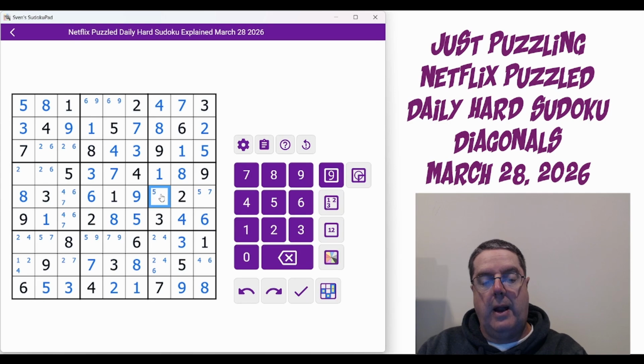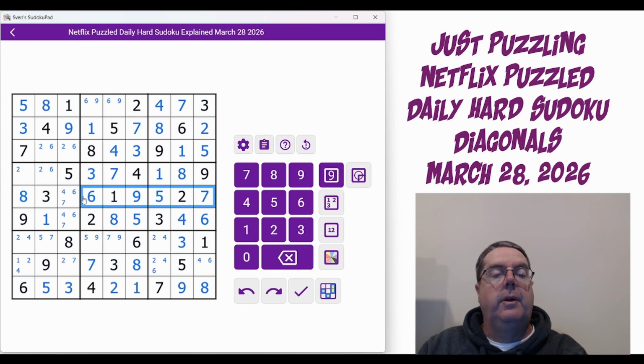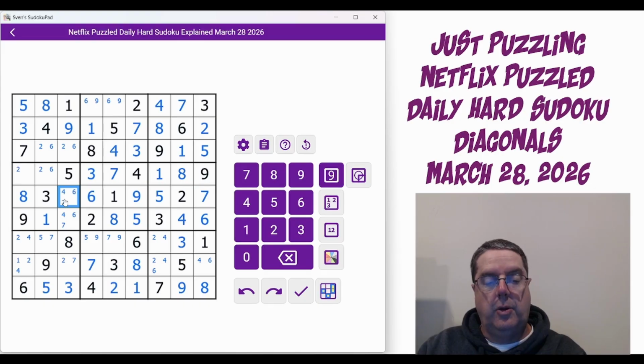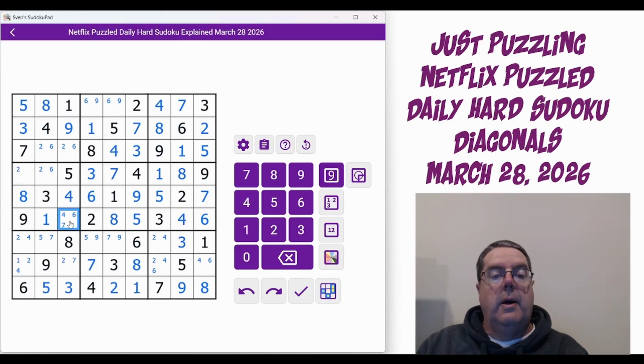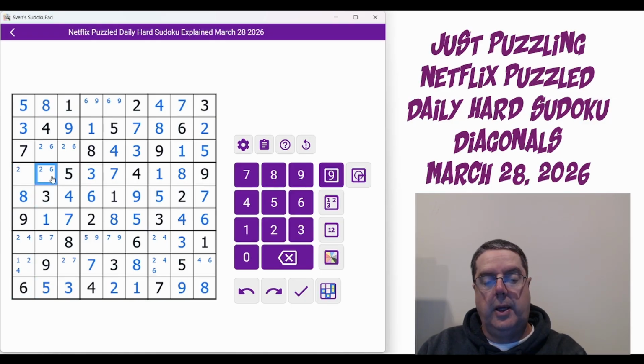This is going to be a standalone 5, and this can't be a 5, so it must be a 7. Coming across here, 7 and 6 can't be here, so this has got to be a 4. 4 and 6 come across here, so this has got to be a 7. 6 can't be here, so this is a 6 here, leaving this to be a 2. 6 can't be here, so this is a 2, leaving this to be a 6. 6 can't be here, so this is going to be a 9, leaving this to be a 6.